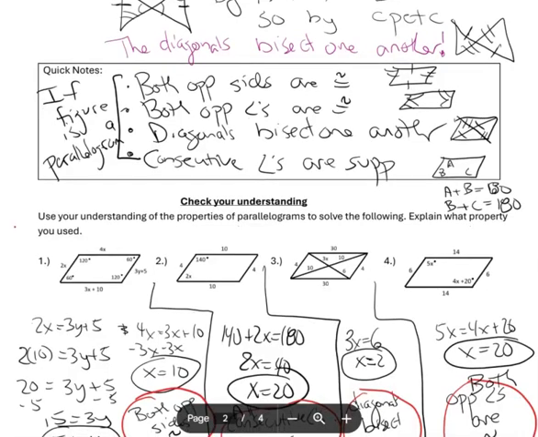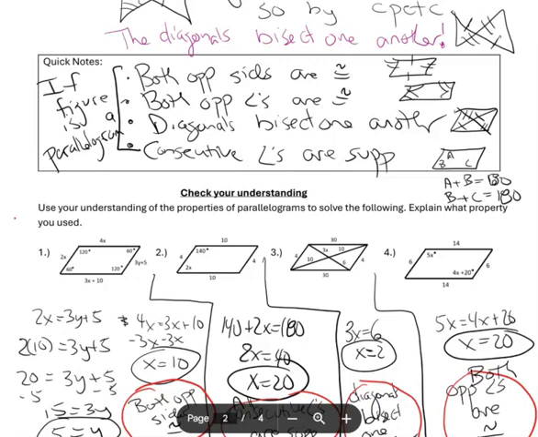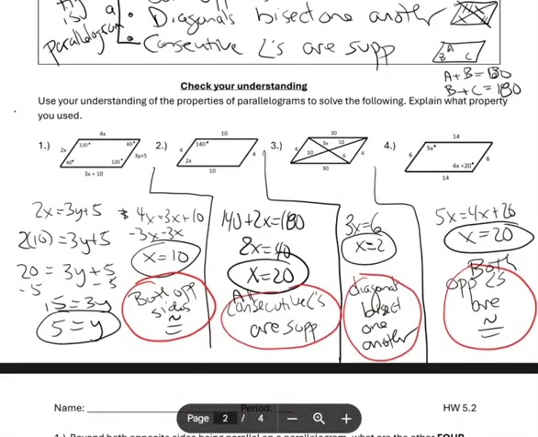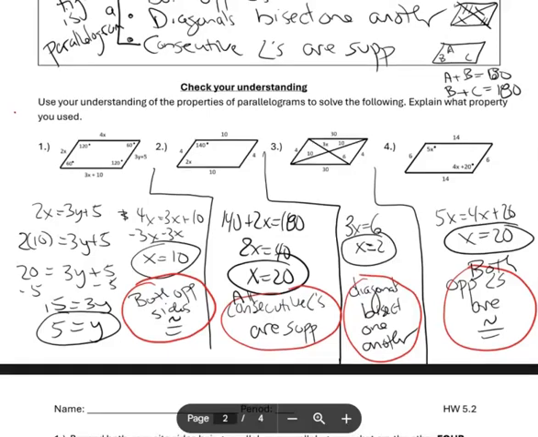And you know that all consecutive angles must be supplementary. And our justification for that is either using CPCTC or using something like AIA or the third angles theorem or SSIA theorem. Now looking at this, it says use your understanding of the properties of parallelograms to solve the following. Explain what property used.